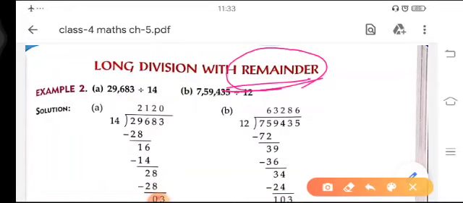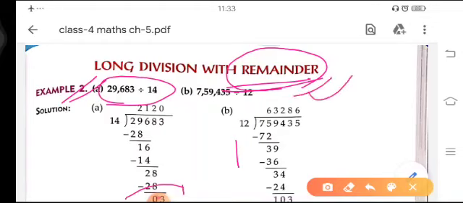Here an example is given. In this example, 29,683 is divided by 14. When we divide this number by 14, we are getting a remainder 3. So it means that this is not a complete division. This is a long division with remainder, because at last we are getting a digit as a remainder.